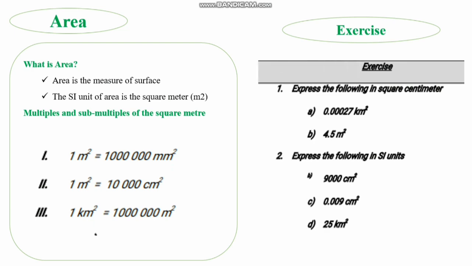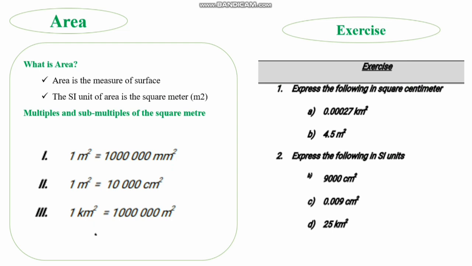You are asked to express the following in square centimeters, and the first thing is to know how many square centimeters make 1 square kilometer. From there, you can cross multiply and find the value of 0.0027 in square centimeters, and also you can find 4.5 square meters in square centimeters.